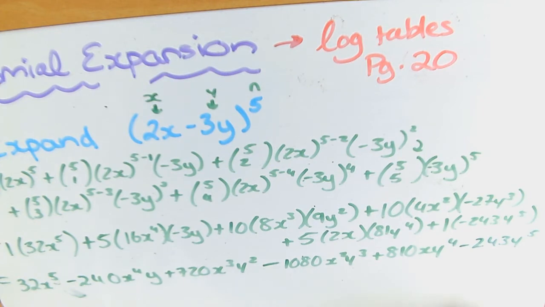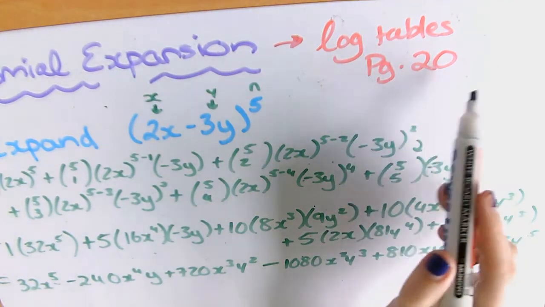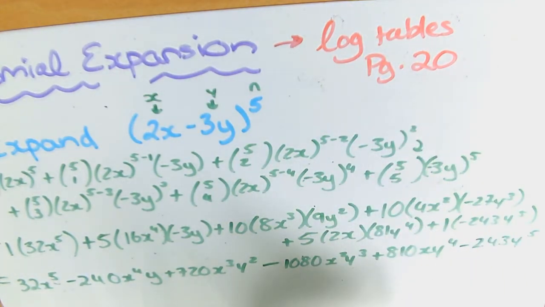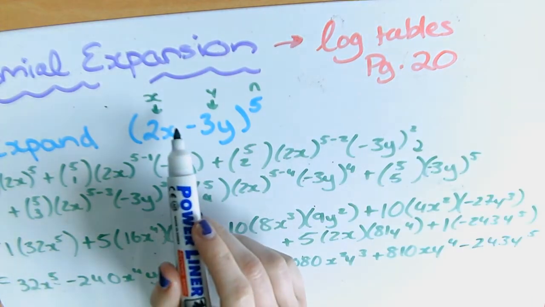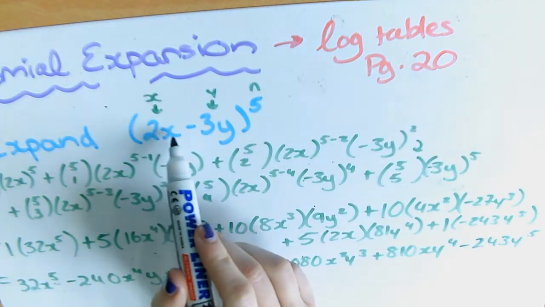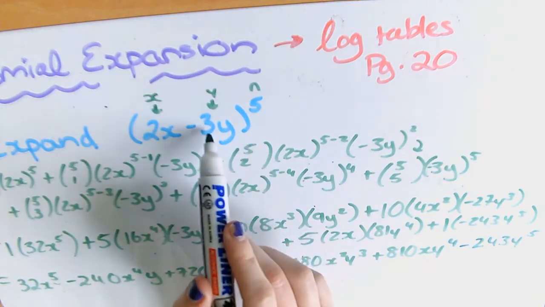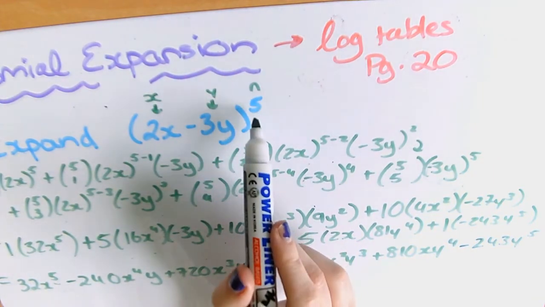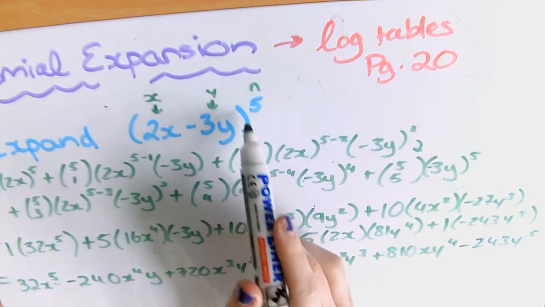It is a lot of work, guys, but what you can see is there's little tricks as we go along. The most important thing is to remember that our formula is on our log tables on page 20 and that we need to keep going through it step by step. Where x in our formula is whatever our first term is, y is whatever our second term is, and n is always the power.